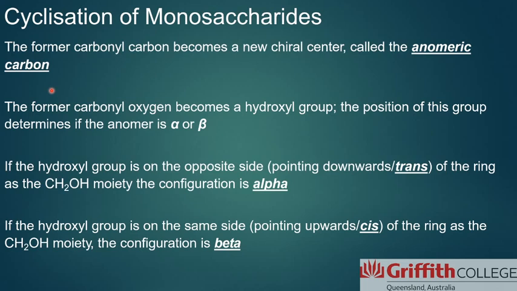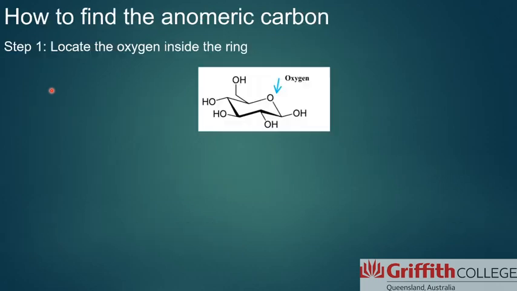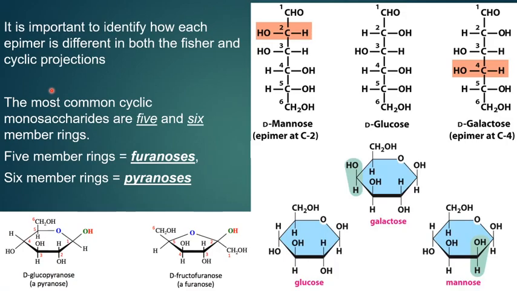Now, with our hydroxyl group, if it is pointing down, we refer to it as an alpha. And if it is pointing upwards, we refer to it as beta. So if I'm looking at this, alpha is pointing down. Beta is pointing up. So this is beta D-glucose.